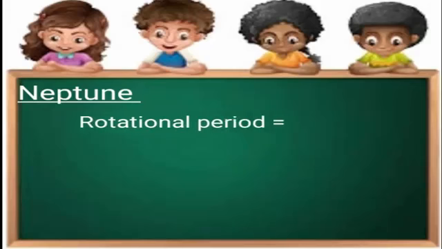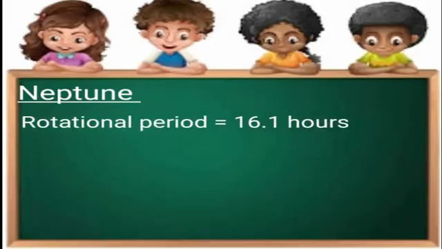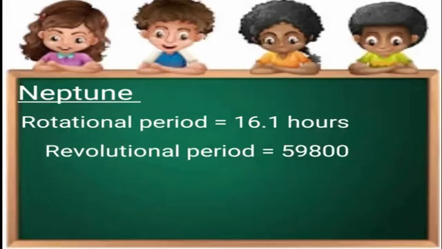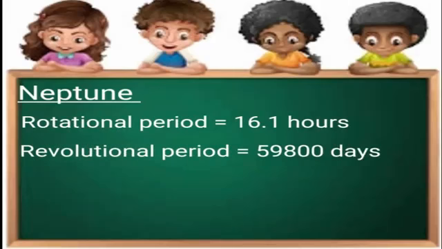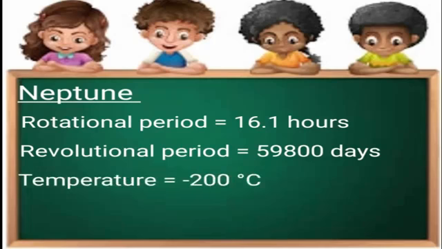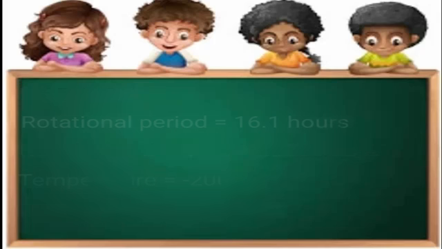Rotational period of Neptune is 16.1 hours. Revolutional period of Neptune is 59,800 days. Temperature of Neptune is -200 Celsius. It has 14 natural satellites.